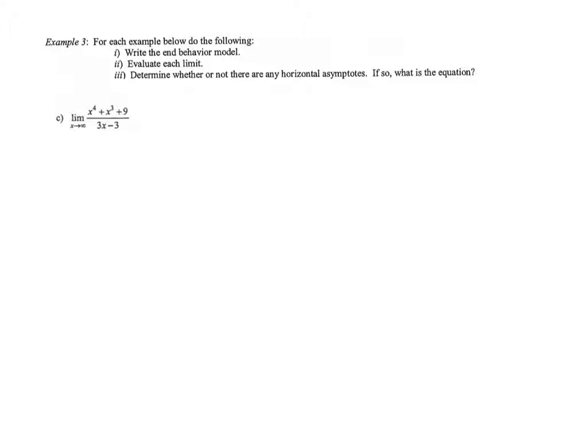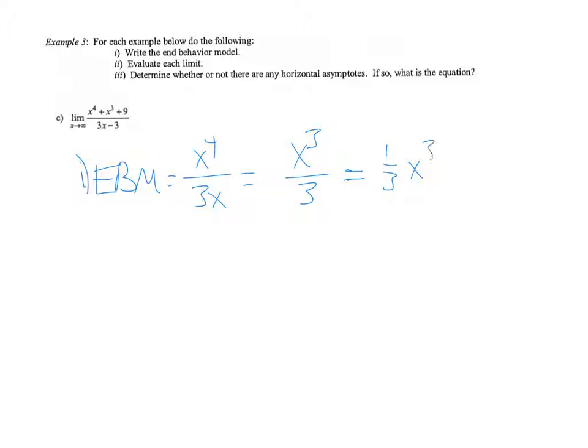Okay, and then our third one, what's our end behavior model going to be? First, the end behavior model is going to be x to the 4th over 3x. This one's a little messier perhaps, but an x on top will cancel out with the x on the bottom, so we have x cubed over 3, which we could also say is 1/3 x cubed.